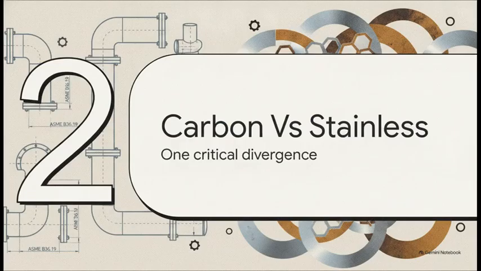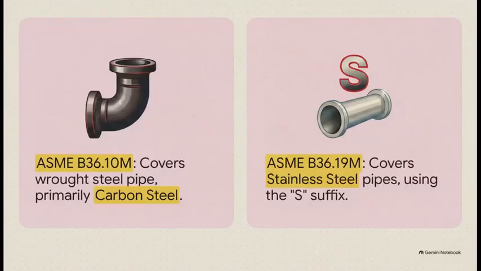Moving right along, let's look at carbon versus stainless steel, where we have two standards, but one really critical divergence. Understanding the relationship between stainless and its older carbon steel sibling is exactly where a lot of engineers make critical and honestly sometimes very costly assumptions. See, we actually have two parallel standards running side by side here. ASME B36.10M handles welded and seamless wrought steel pipe, so primarily your carbon and alloy steels. On the flip side, ASME B36.19M is your go-to standard specifically for stainless steel.